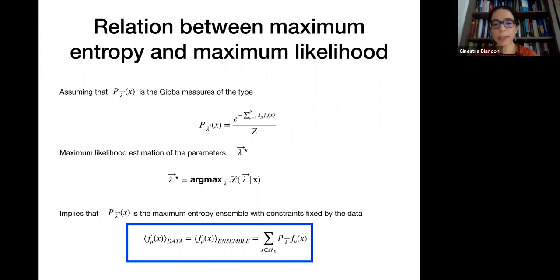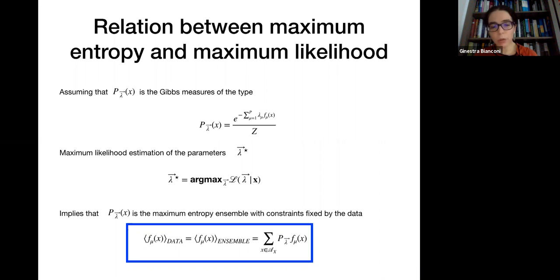In order to do that, trying to be quite general, you consider as possible distribution of your variable a distribution which is given by a Gibbs measure, which has Lagrangian multipliers lambda mu, and which multiply a given set of observables. You might want to use several observables.